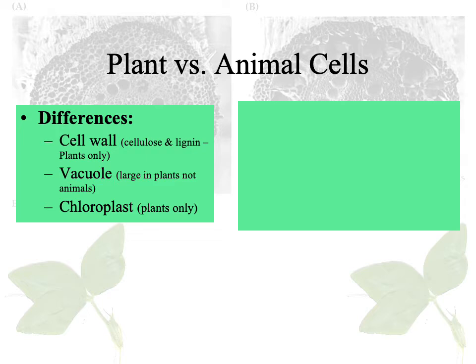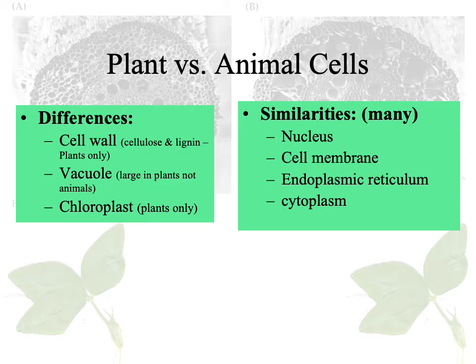We don't have vacuoles. They're very large in plants. If they are in animals, they're very small. And then certainly plants only have chloroplasts where photosynthesis occurs. That does not occur in animals. But what are the similarities? Well, we all have nuclei, cell membranes, mitochondria, endoplasmic reticulum, cytoplasm, so much more in common than not in common. So you should know those as well, but you really need to know those differences: cell wall, vacuole, and chloroplasts.